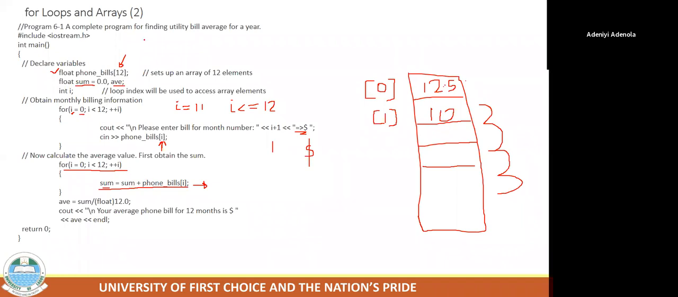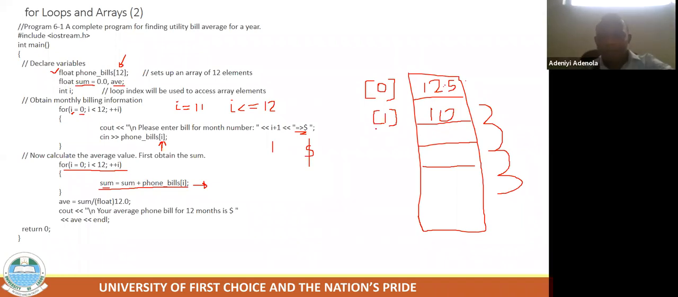Anyone? Anyone? God bless you. Who is this, Bello? Bello Emmanuel. I'm impressed. Bello, I'm impressed. Emmanuel, I'm impressed.